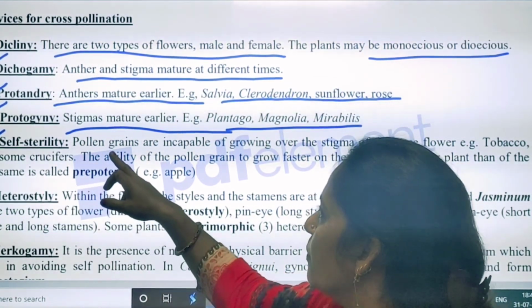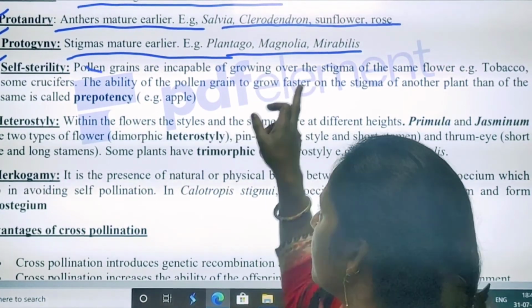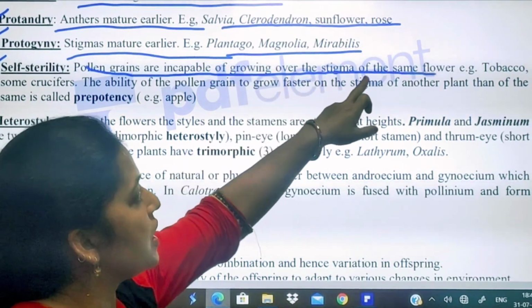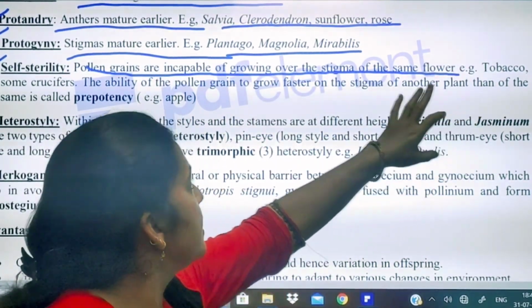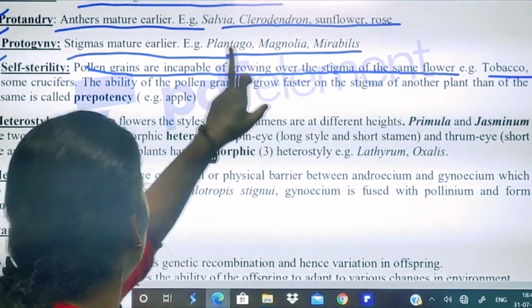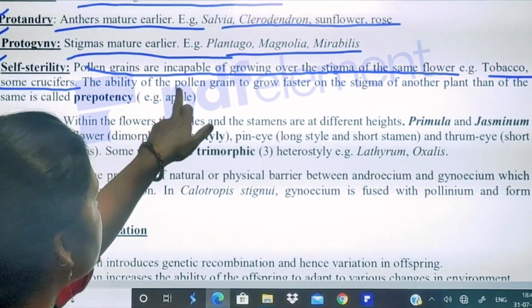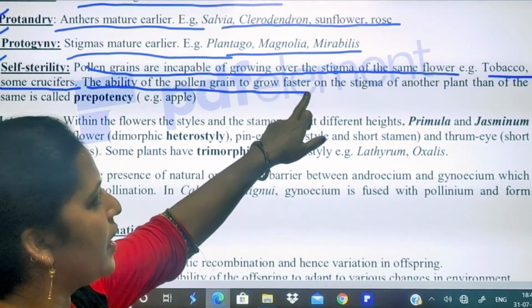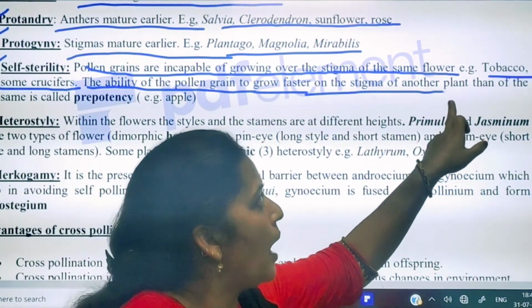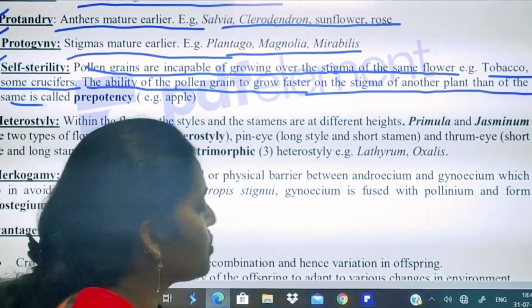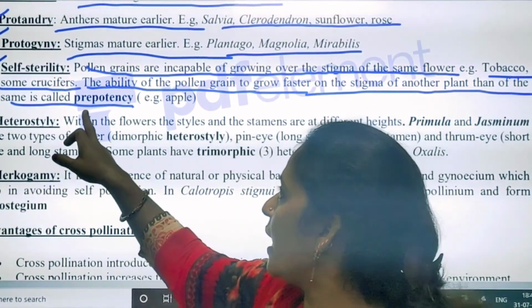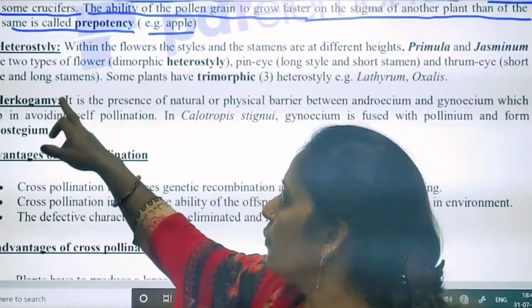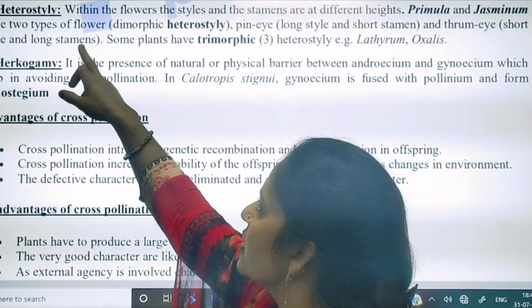Next, self-sterility. Pollen grains are incapable of growing over the stigma. इससे pollen grains होते हैं इनके पास capability नहीं होती है. They are incapable of growing over the stigma of the same flower. Common examples of the self-sterility are the tobacco and some crucifers. The ability of the pollen grains to grow faster. ऐसी ability जिसमें pollen grains grow करते हैं faster on the stigma of another plant than of the same, उसको हम क्या कहेंगे, that is known as prepotency. Example apple.